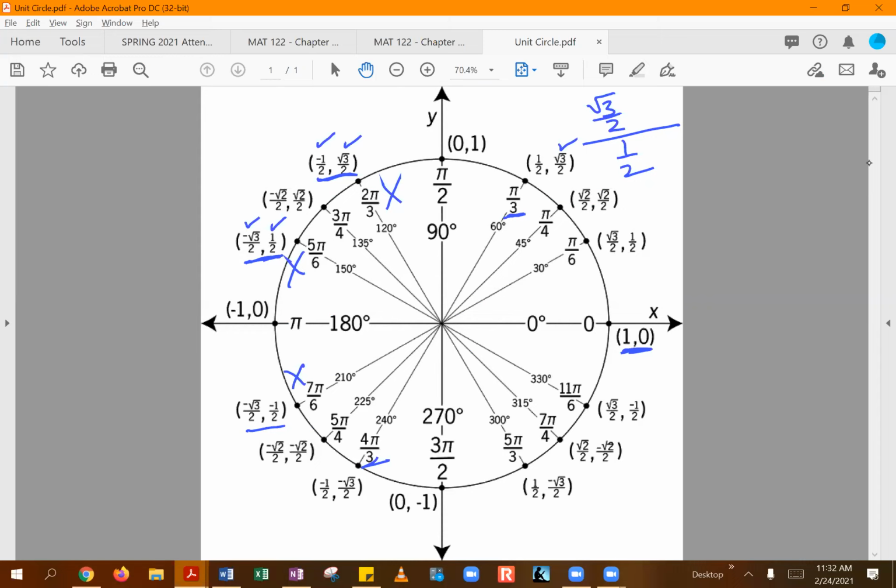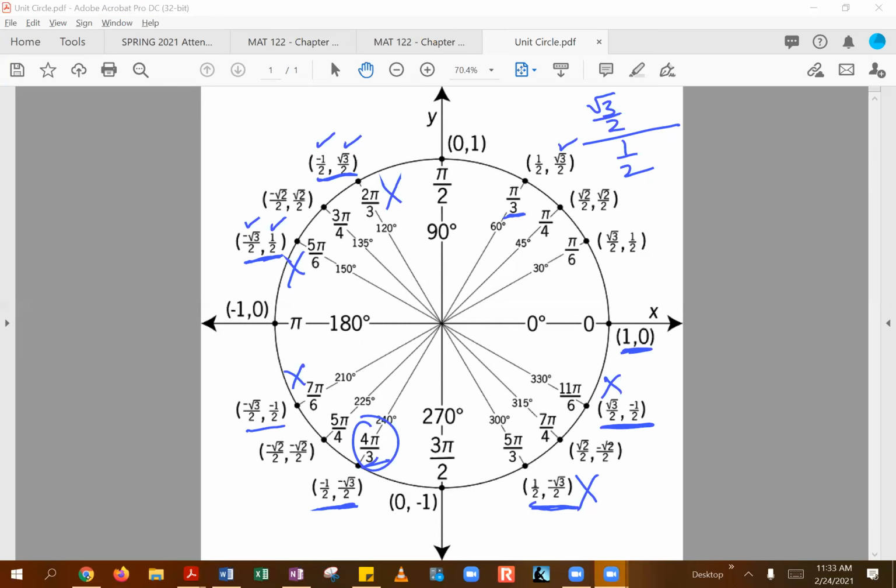4 pi over 3 is looking good. And the reason 4 pi over 3 will work is because both your x and y values are negative. So the two negatives will become positive. So that guy works. In 5 pi over 3, you have one negative, one positive. So this guy will not work either. 11 pi over 6, your square root of 3 is in the wrong position. So that doesn't work either. So yeah, you only have those two angles, but this is going from 0 to 2 pi.